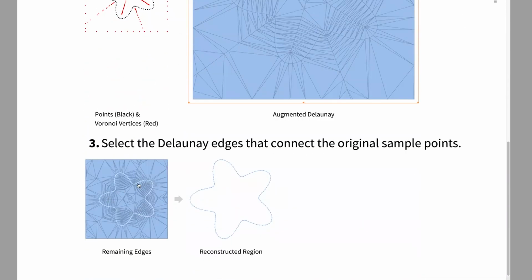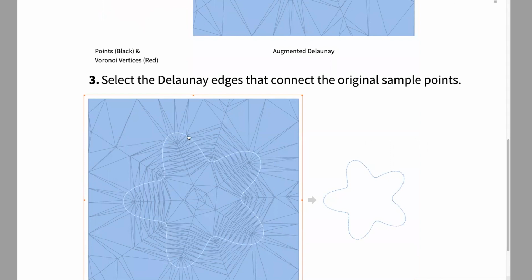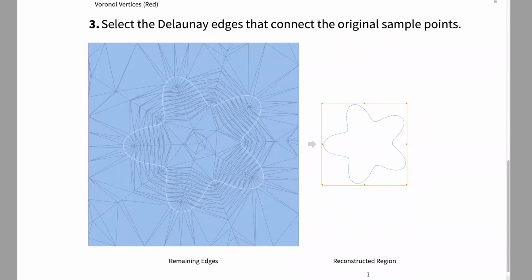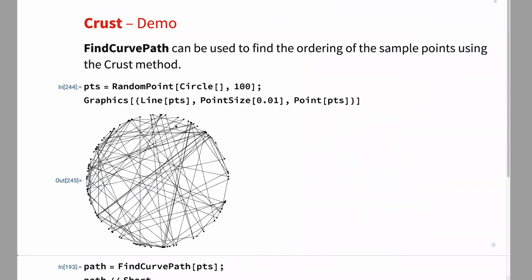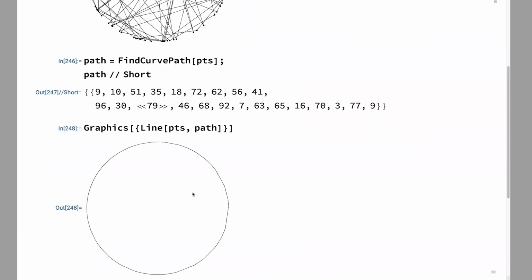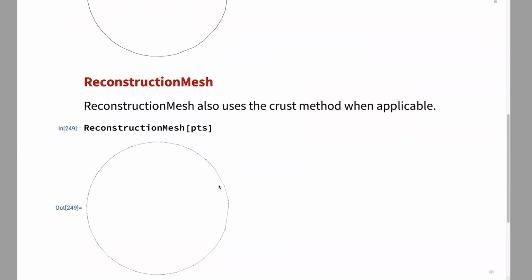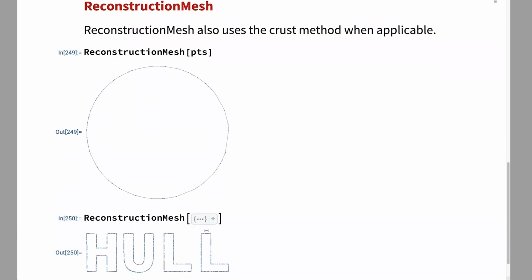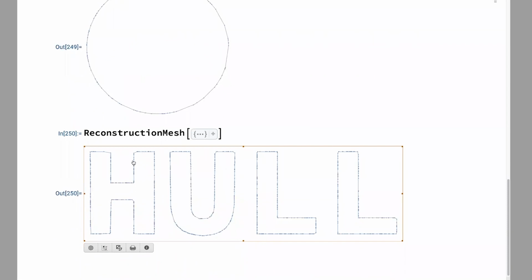So now all we need to do is select the edges that connect the original points from our point cloud. And once we do that, we're left with this nice curve that is our reconstructed region. In order to use this in the Wolfram language, we have FindCurvePath, which, given a bunch of random points, can rearrange them and give the correct ordering to make them a nice curve. We can also use this ReconstructionMesh function, give it the points, and then we can even use the whole example we saw before and see that it does a good job of reconstructing that hole without having any short circuiting or any other issues.